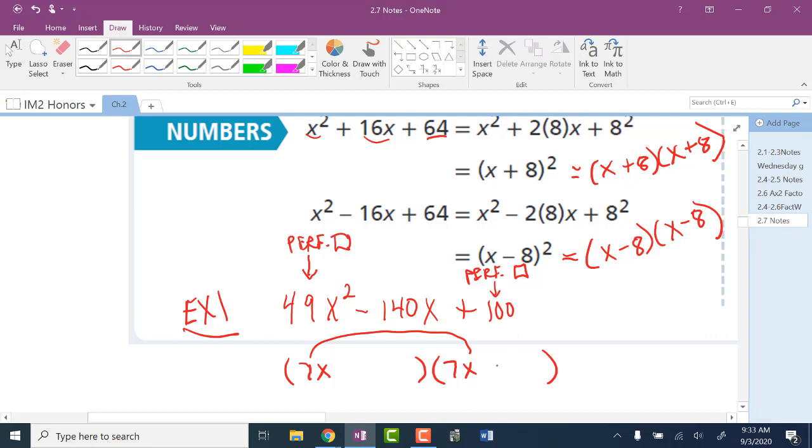And does it end with the perfect square of the last? But identifying that my middle term is negative, these would both be minus 10s because negative 10 times negative 10 is a hundo. All right. And then does that give me a middle term that matches here? Negative 70x and negative 70x. So yes, this followed the pattern of a perfect square trinomial.